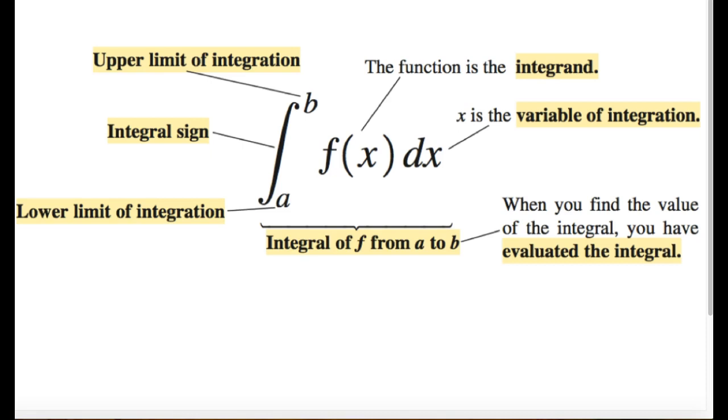All right, happy snow day. Today, let's take a look at evaluating some definite integrals.